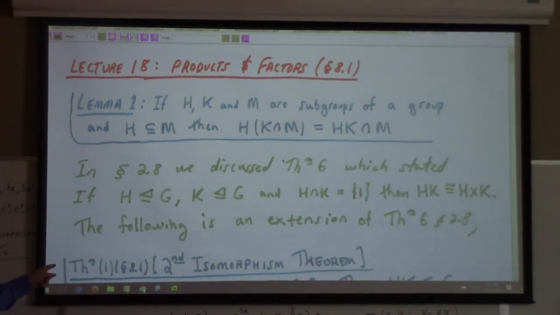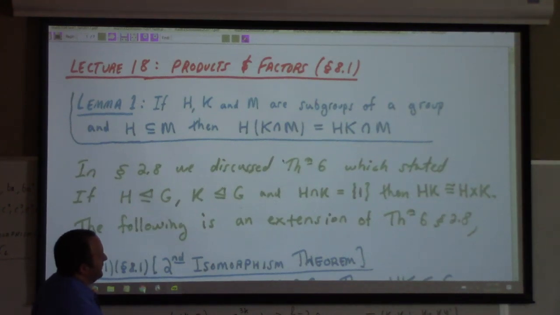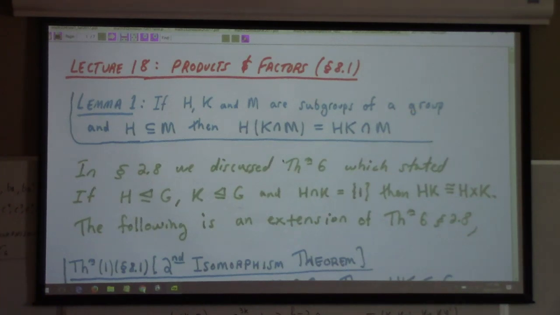Except for maybe this one. Not that one, but this one. So here's the first thing. If H and K are subgroups of a group, and if you have H is a subset of M, then H times the intersection is the same as the product of H and K intersected with M. This is called the modular law.